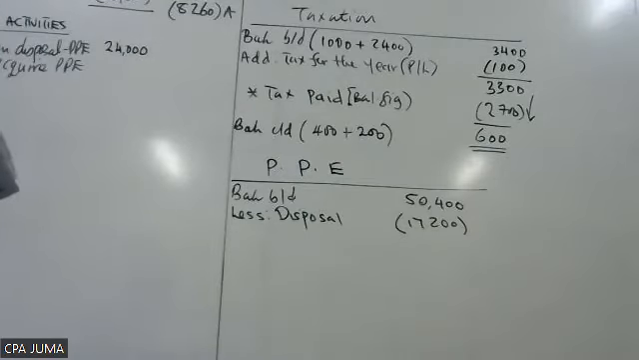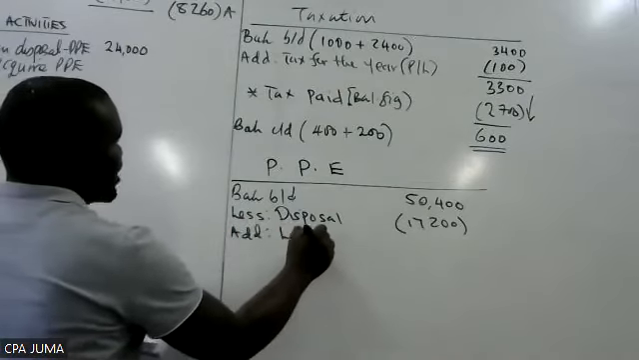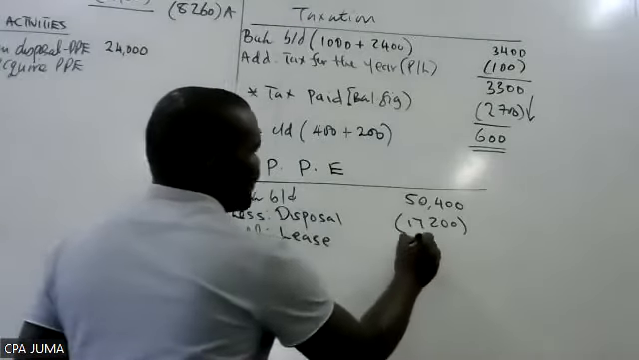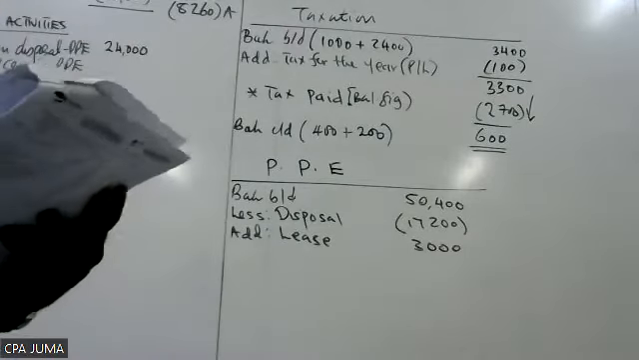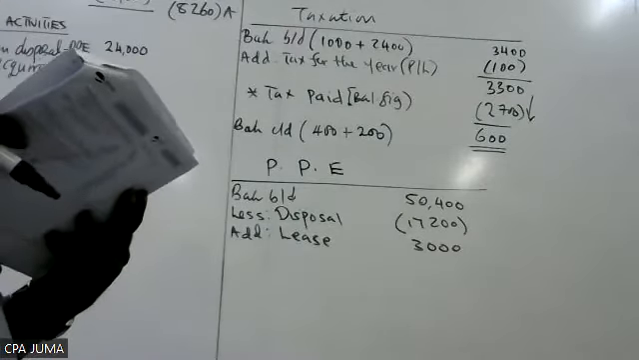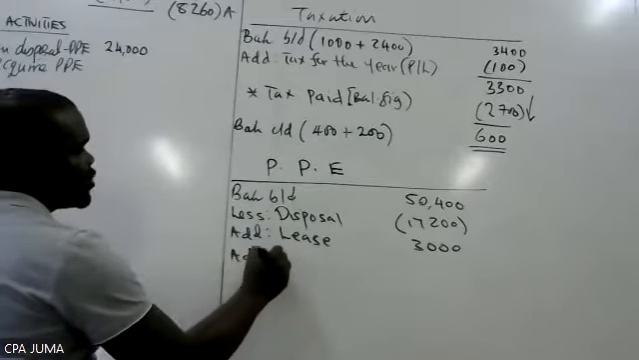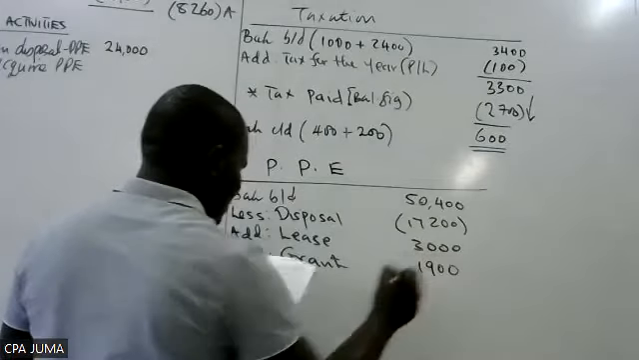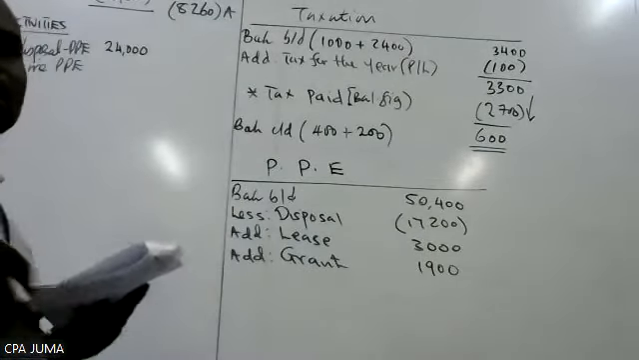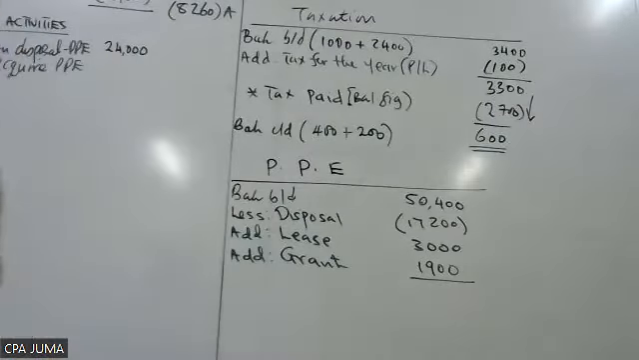Go to note 3. Plant acquired under finance lease during the year was 3. So add lease. There were some plants which were acquired through lease worth 3. You add. Other purchases during the year qualified for a government grant of 19. And there are some assets which you were given what? Grant worth 19. So these are the adjustments which you are supposed to make in relation to PPE.